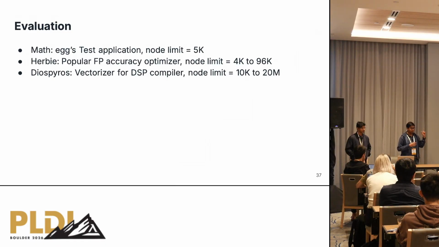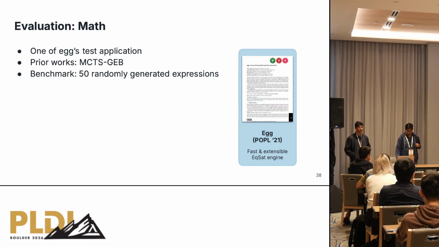Our evaluation will go over 3 different applications. We will start with a test application of math, with node limit as 5K. Then we'll move to a popular application, Herbie, with node limits going from 4K to 96K. And then eventually we will look at a compiler application of DSP vectorization called DSPROS, which has node limits as high as 20 million, which often requires a server machine to meet its memory demands.